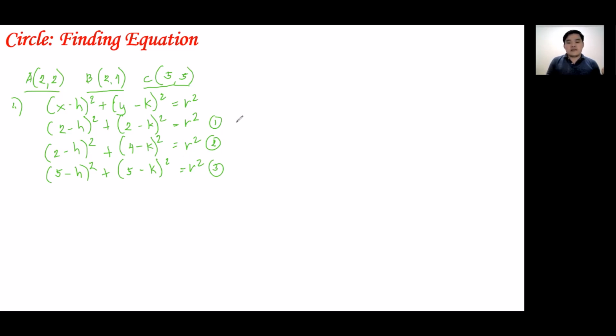Okay? So let's first get the 2 equations for our step number 2. For our step number 2, we're going to equate them. So that is (2 minus h) squared plus (2 minus k) squared is equal to our equation number 2, which is this one, (2 minus h) squared plus (4 minus k) squared. Sir, why did you equate them, making both sides of the equation equal? Simply because they are equal to r squared.